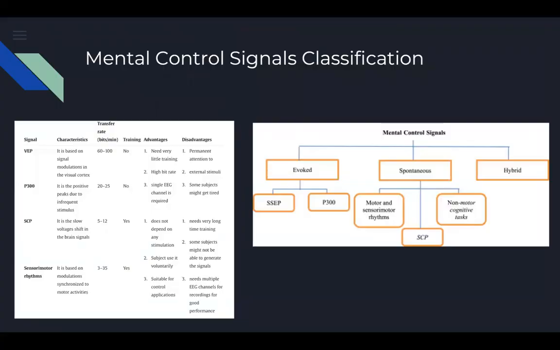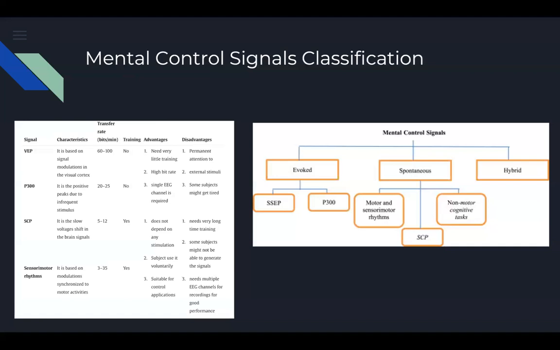Now let's talk about the mental control signals, which is the main topic of this paper. There is a mental signal classification, which is divided into evoked, spontaneous, and hybrid. Let's talk about the evoked signal. Evoked signals are unconscious signals. The evoked signal is also called EP, and within the evoked signal there is SSEP.